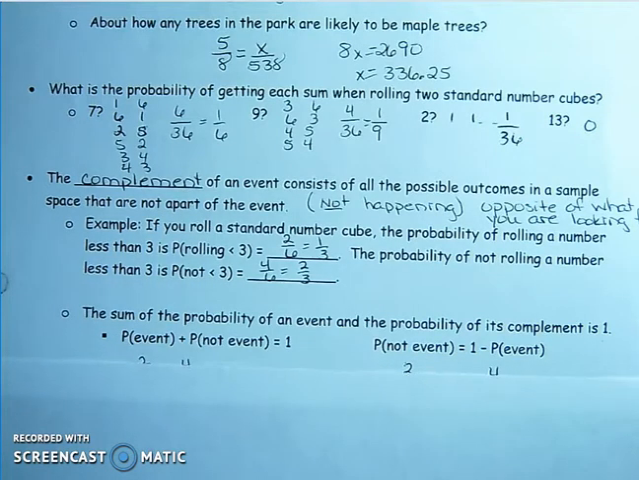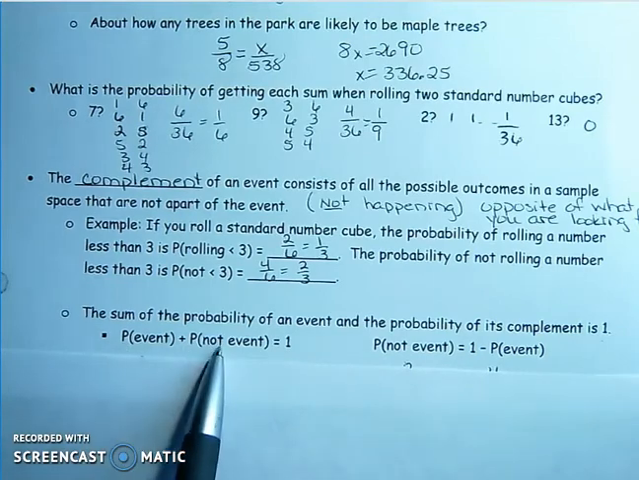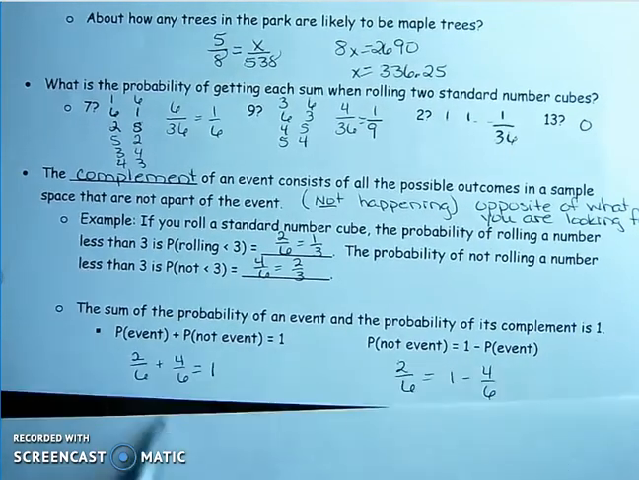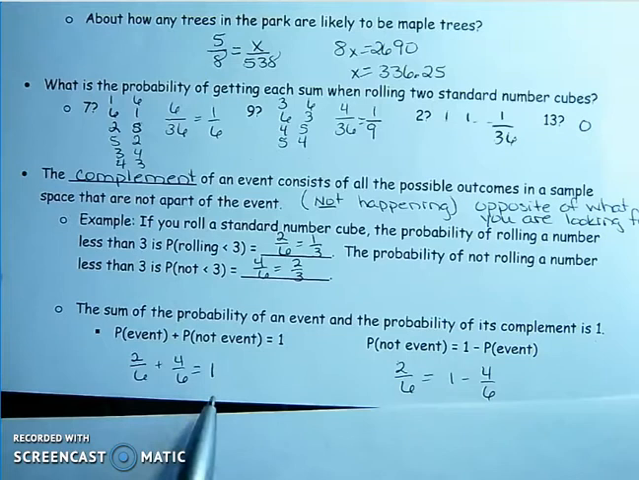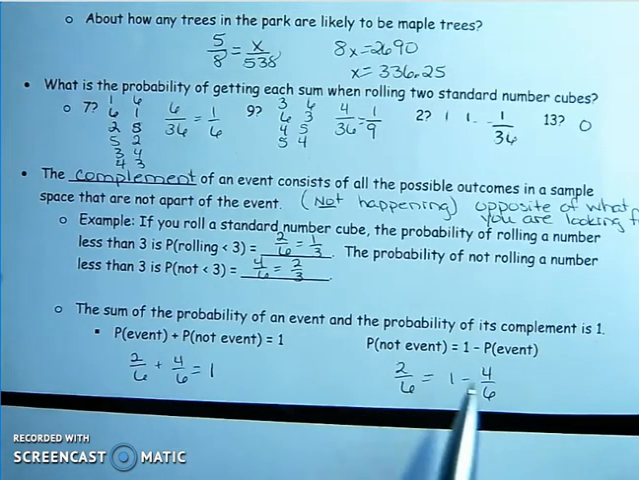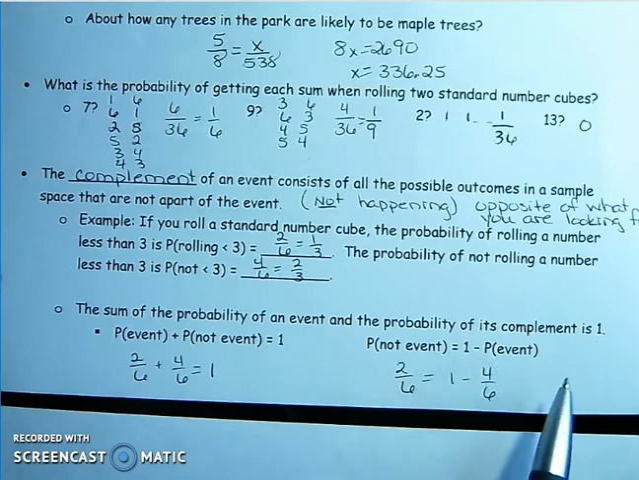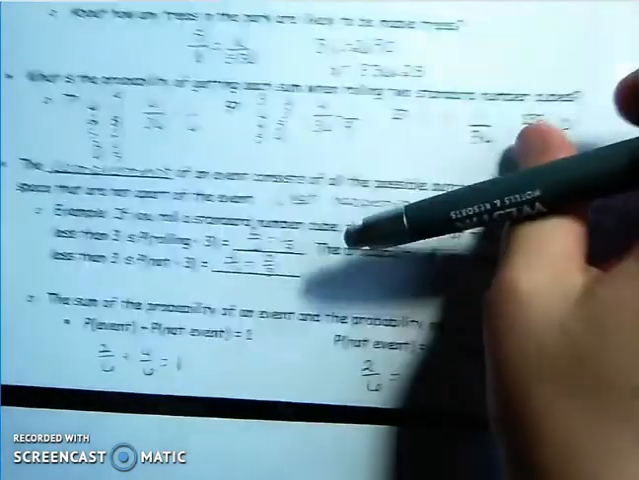So then, in short, the sum of the probability of an event and the probability of its complement will always be 1, because that way you use up the whole sample space. So the probability of the event plus the probability of not the event is 1. If I add my 2/6 and 4/6, I get 1. Or we can look at it as the probability of it not happening is 1 minus the probability of it happening. Sometimes it's a little bit easier to look at it as that subtraction.